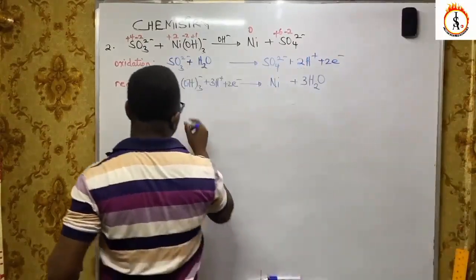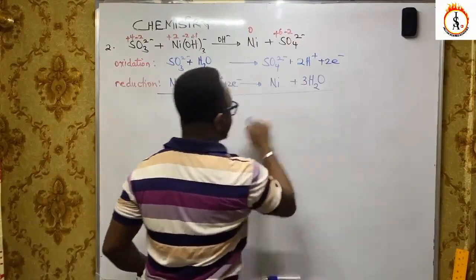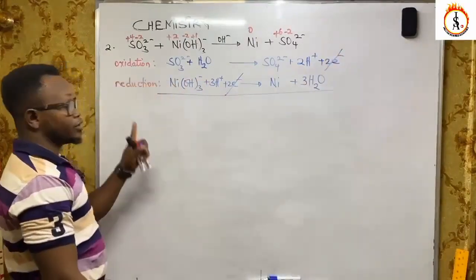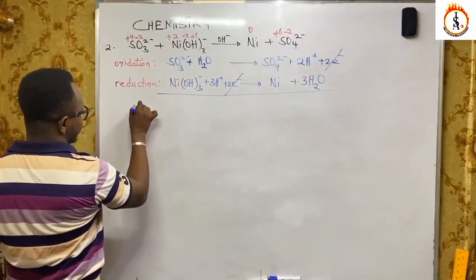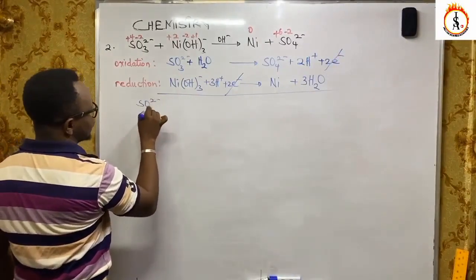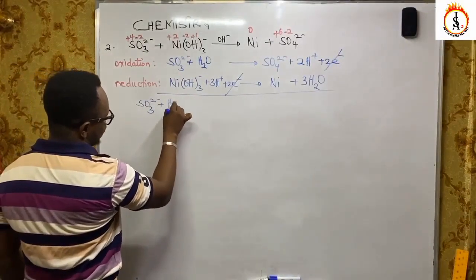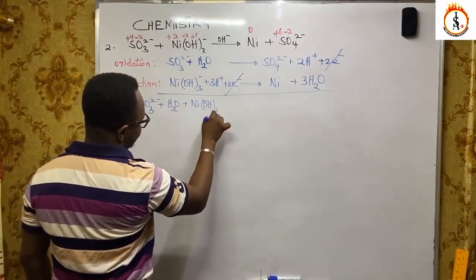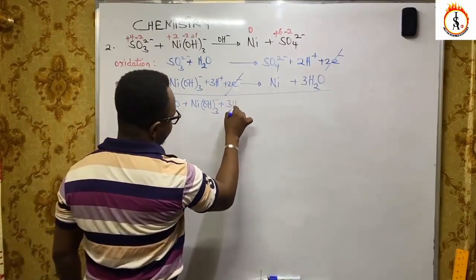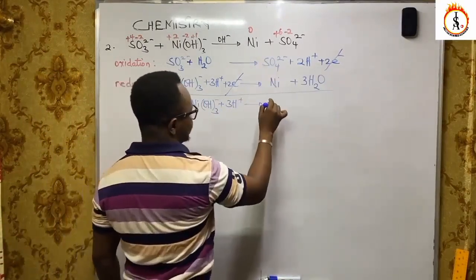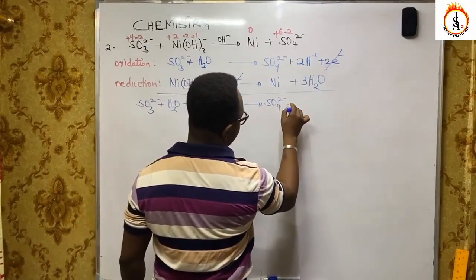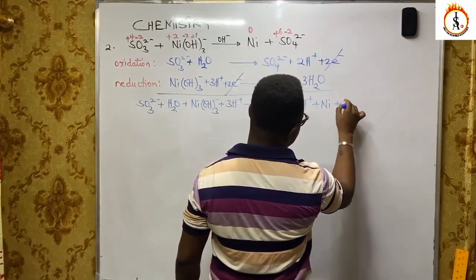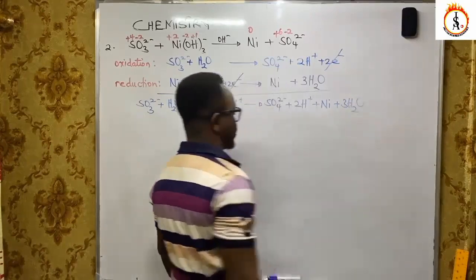So what we do next, we add both equations together. And by adding them, we cancel common stuff. 2 electrons here cancel. So in this situation, what happens here, we say the sulfide ion plus water plus the nickel hydroxyl ion plus 3 hydrogen ions to produce the sulfate ion plus 2 hydrogen ions plus the nickel atom and 3 molecules of water.